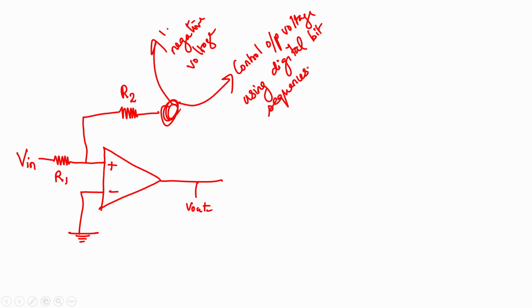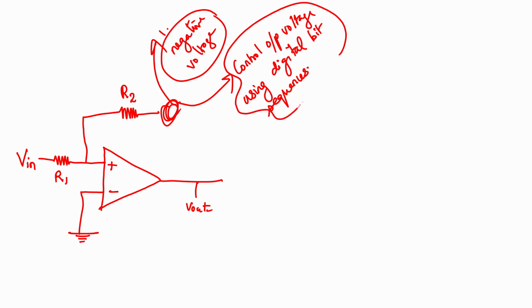Two things. It should have negative voltage so that we will have negative feedback, so that amplifier operation can work properly, and we should have controlled output voltage that will change with bit sequences, so that we can do a digital control of the gain stage. This is the gain stage. So, the gain stage of the amplifier can be digitally controlled using a DAC.